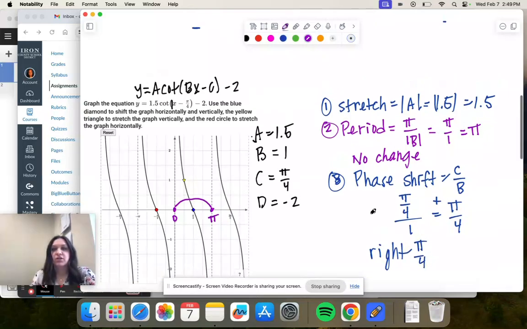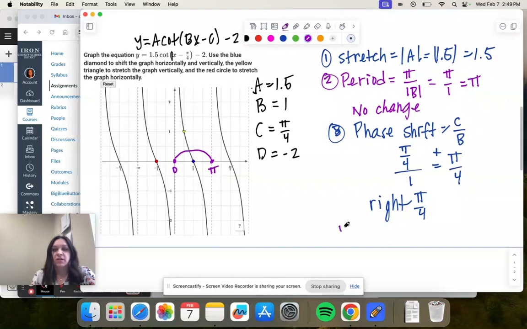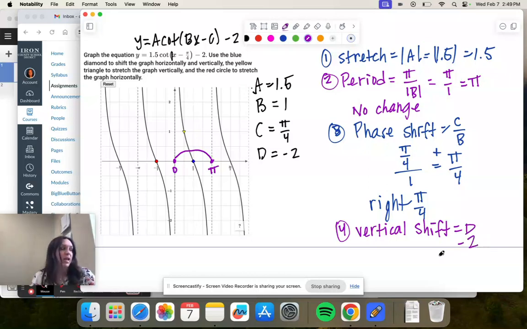And then let's hurry and do the last one, the vertical shift. That's our up and down shift. And we get that from our D value. So because D is -2, that negative tells us to go down 2 units. So we're going down 2. So right pi fourth, down 2.